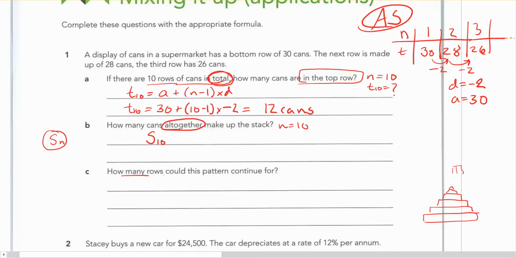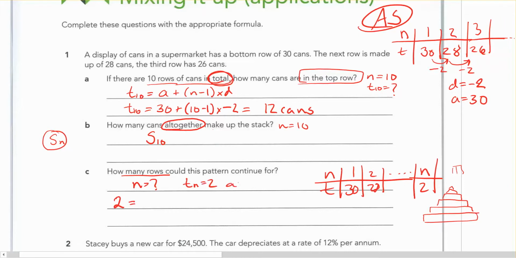So, how many rows? That's n is equal to I don't know. We're thinking about this situation where we know 1 and 30, 2 and 28. Out here we want to find what's the n when we have 2 cans left. So let's see if we can figure that one out. So Tn is going to be 2. Tn is equal to 2, a is equal to 30, and d is still equal to -2. Plugging into our formula, we have 30 plus something I don't know, minus 1 times -2.